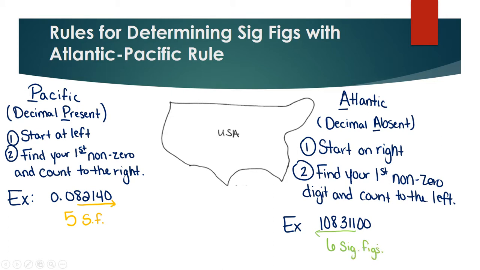Okay? So this is the 2 rules. So you have to determine, is there a decimal or no decimal? If you remember, the Pacific Ocean is on the left-hand side. That means you start at your left and you go to the right. The Atlantic Ocean is on the right-hand side, so you start on your right and you go from right to left. So I have a table that we're going to work through to practice.